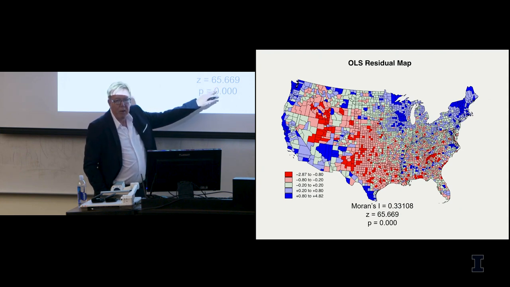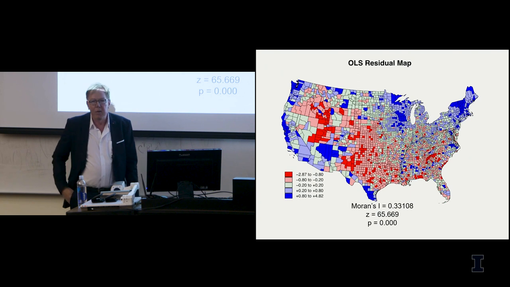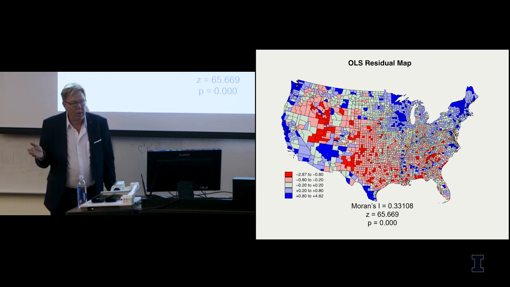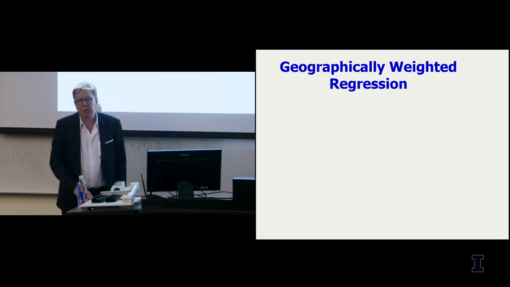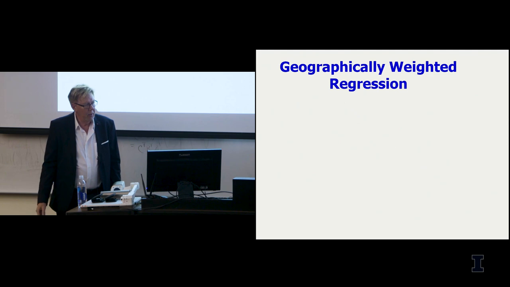They're certainly not independent, right? So the inference from that global model goes out the window, and we clearly have some sort of problem. Now, let's turn to another way of looking at this topic, and that is geographic weighted regression.